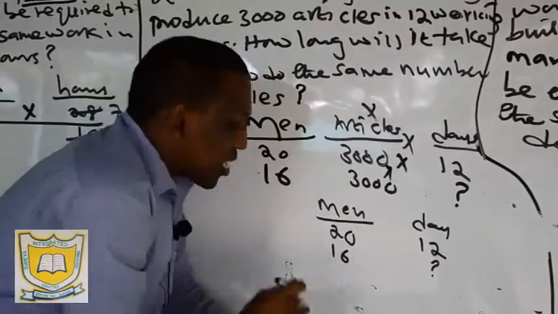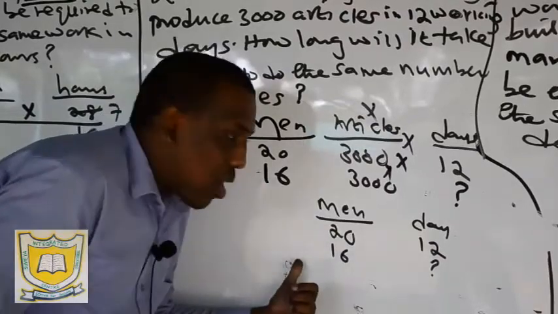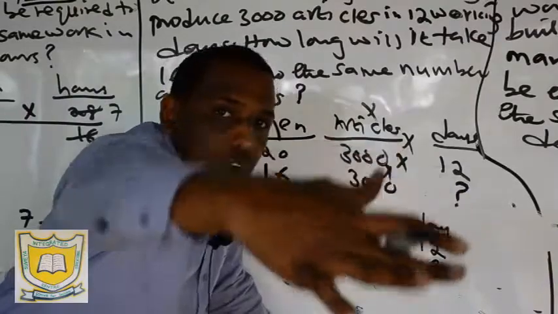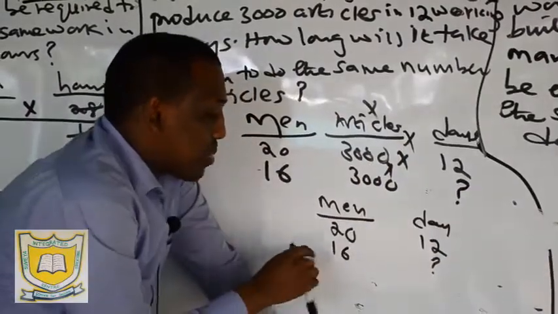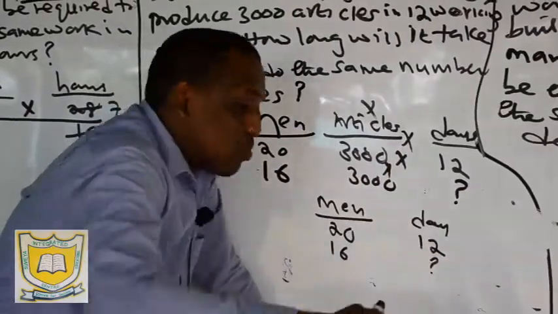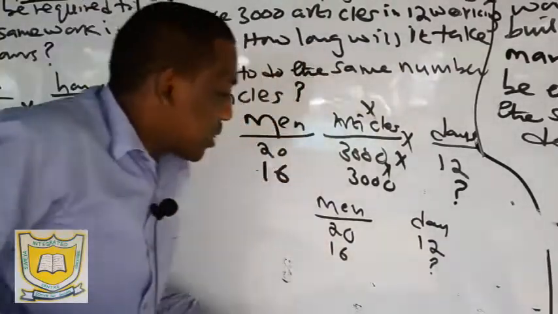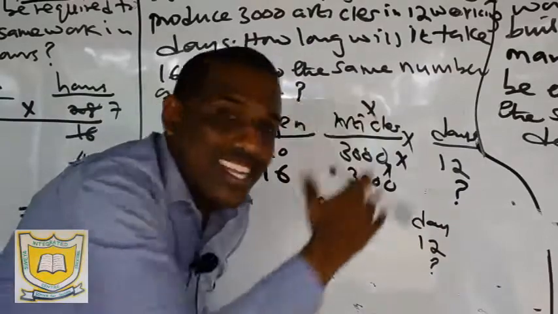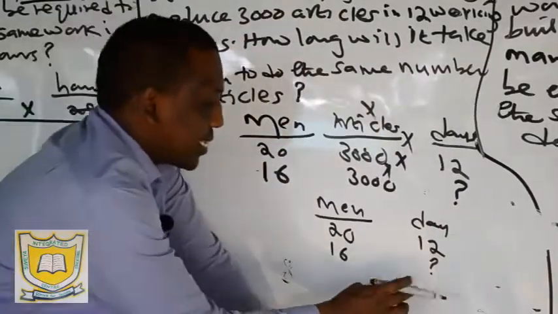16 men now. So the number of men is reduced now. So when the number of men is reduced, the number of days will be more, because when the men are less, the number of days will go up, will increase. The more the men, the lesser the days. The lesser the men, the more the days. That's what we say. So we must get more days now.